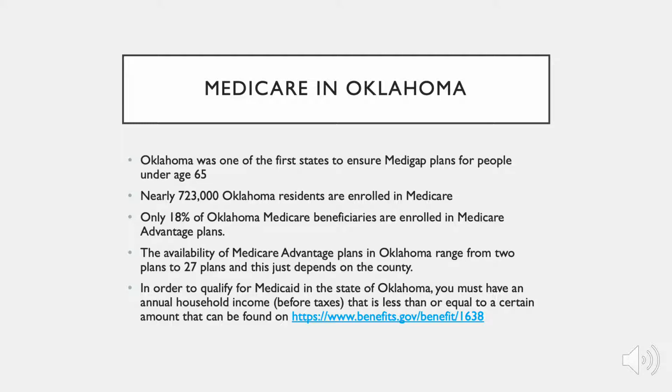What I found was that in order to qualify for Medicaid in the state of Oklahoma, you must have an annual household income before taxes that is less than or equal to a certain amount that can be found on this website right there. There's a little chart that tells you what your annual household income has to be, and it depends on your household size. So yeah, there's that.